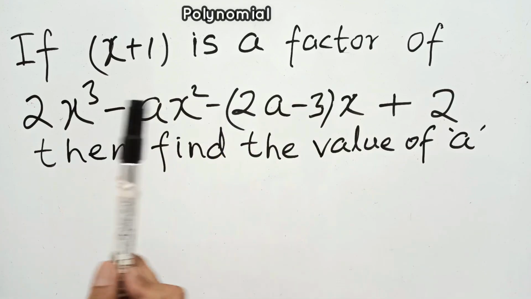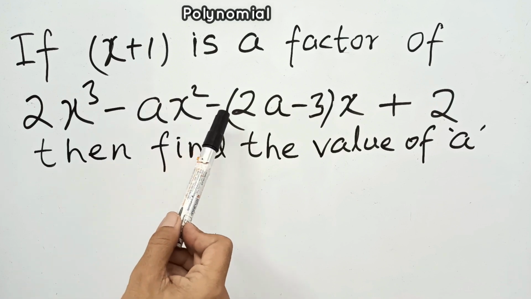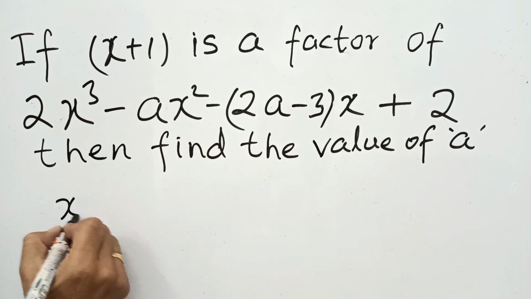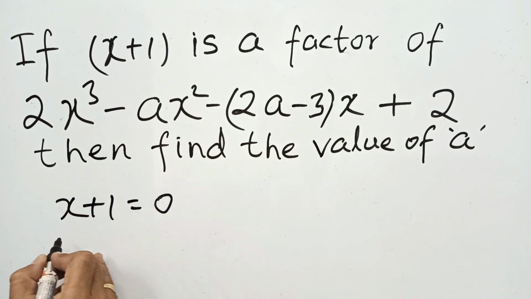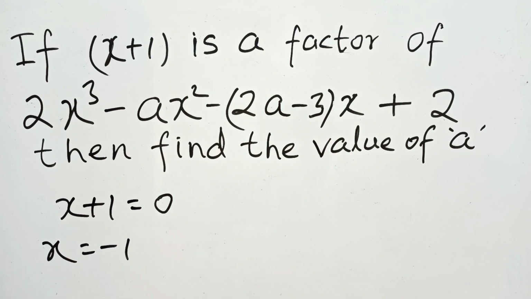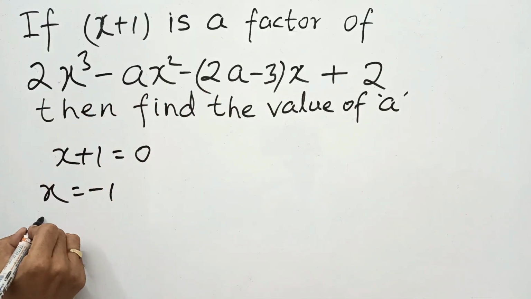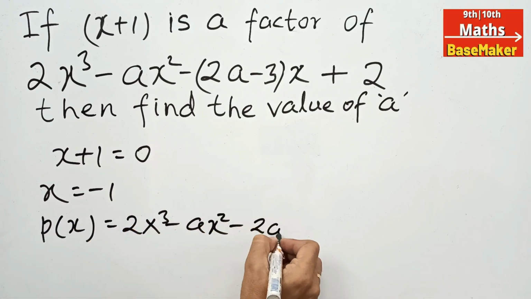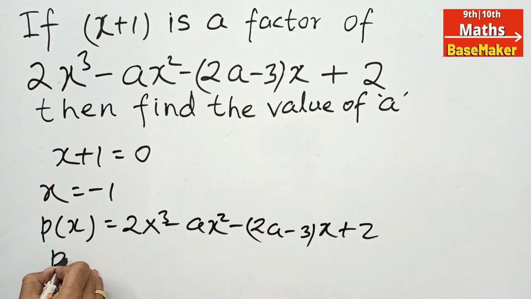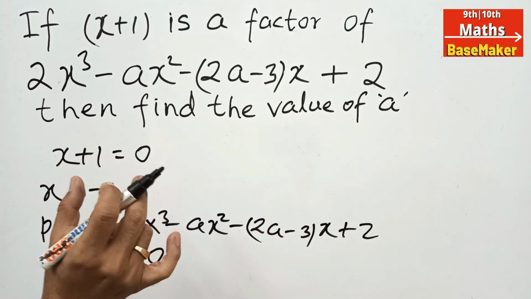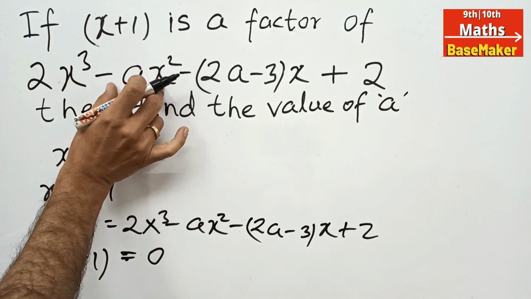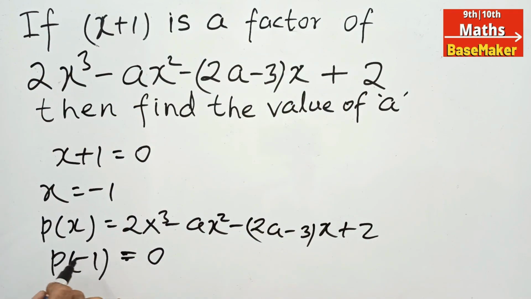If x plus 1 is a factor of the polynomial 2x cube minus ax square minus 2a minus 3x plus 2, then find the value of a. So first of all, we will put x plus 1 is equal to 0. So x is equal to minus 1. Now we denote this polynomial by p(x). The very important concept, students, is the factor theorem. According to the factor theorem, if x plus 1 is a factor of this polynomial, then p(minus 1), the polynomial of minus 1, should be 0.